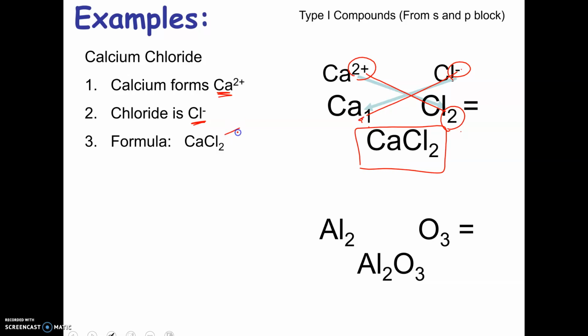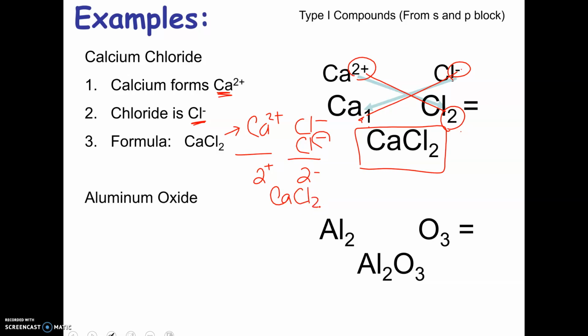You could do this the long way. Calcium is 2 plus. Cl is minus. We have a +2 here, but we only have a -1 here. We need -2. So we would need 2 of these to get a -2. So it would be CaCl2.